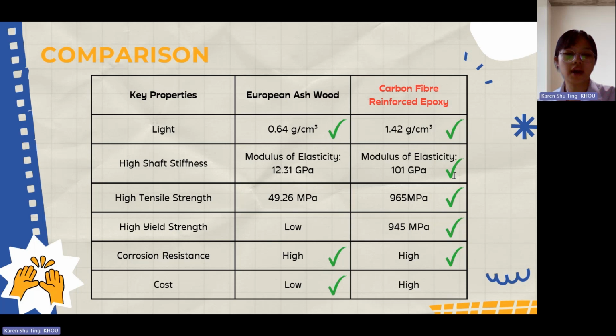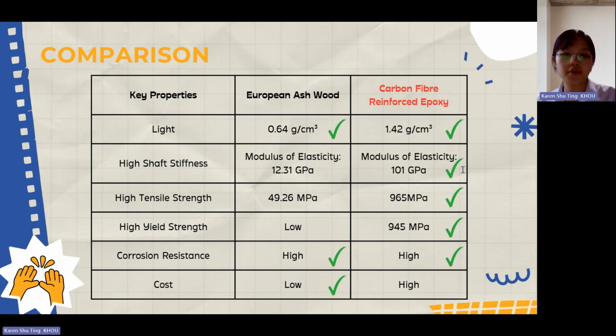Next, for high tensile strength, carbon fiber reinforced epoxy has high tensile strength of 965 megapascal, which is much higher than European ash wood. Next, carbon fiber reinforced epoxy also has higher yield strength, which is 945 megapascal. Next, for corrosion resistance, both candidate materials can fulfill these key properties. Last, for the cost, European ash wood is cheaper than carbon fiber reinforced epoxy.